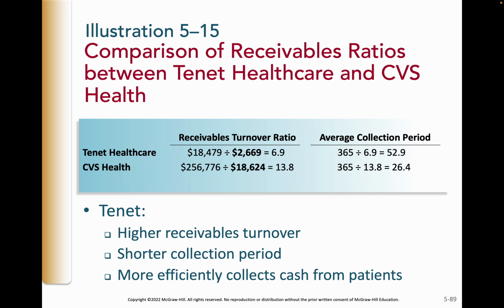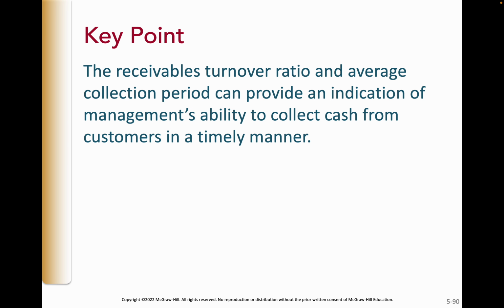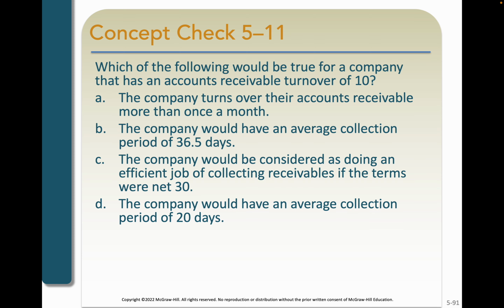Tenet has a higher receivable turnover, a shorter collection period. It says that they more efficiently collect cash from patients. I think that is not correct. CVS does a better job of collecting cash from patients because it's coming in more frequently. So that point is not correct in the slides. I'll need to reach out to the publisher. The receivable turnover ratio and average collection period can provide an indication of management's ability to collect cash in a timely manner.